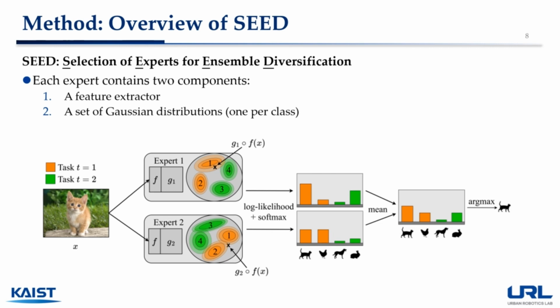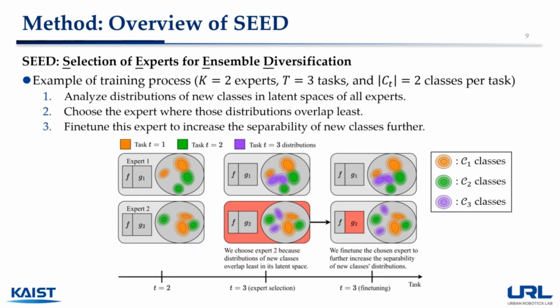Each expert contains two components: a feature extractor that generates a unique latent space, and a set of Gaussian distributions. The overlap of class distributions varies across different experts due to disparities in expert embeddings. SEED takes advantage of this diversity, considering it both during training and inference.